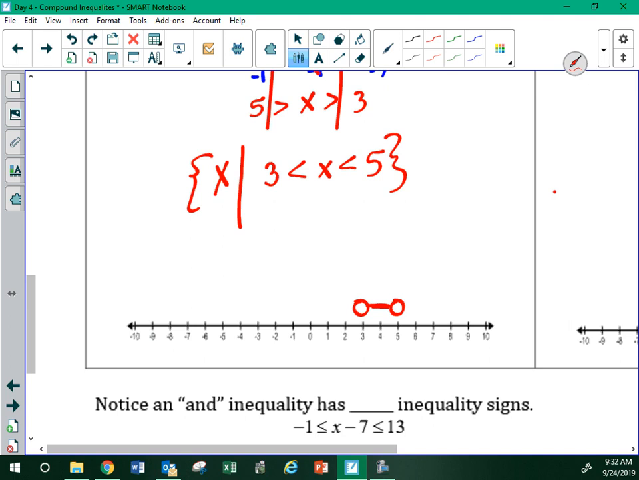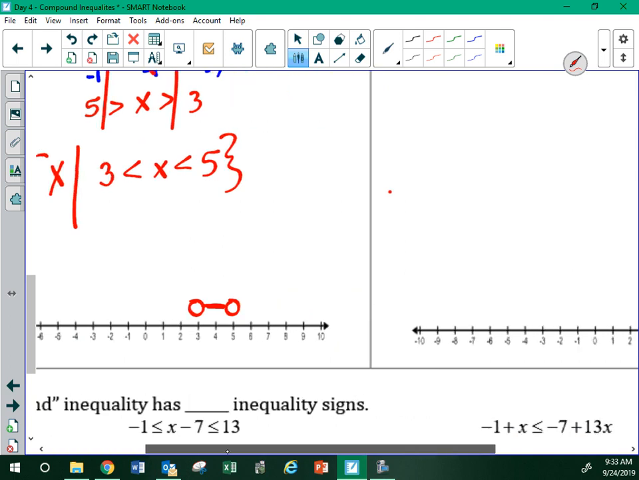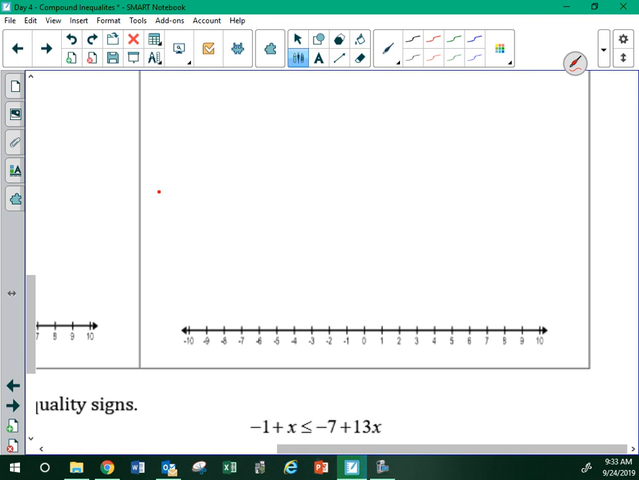Okay. So again, whenever we write out our inequalities, we had that on the front side of our notes. We want to write our smaller number first in our answer. Okay, so let's take a look at the other one. You guys are doing really well with this one too.